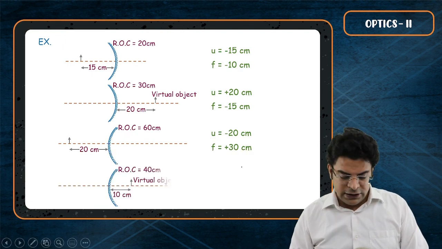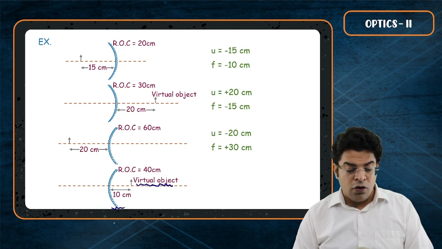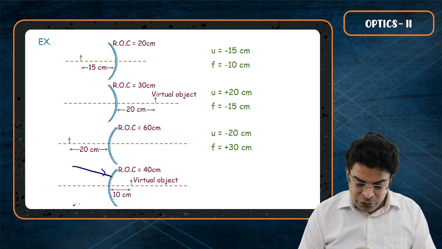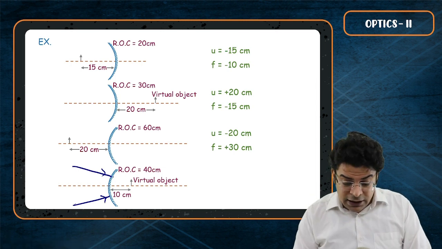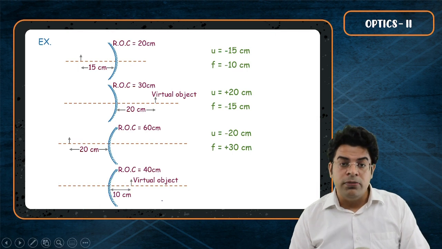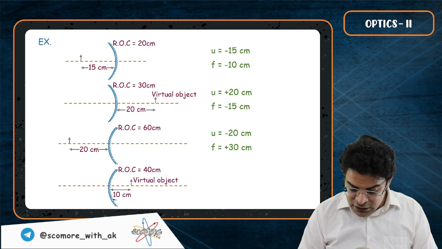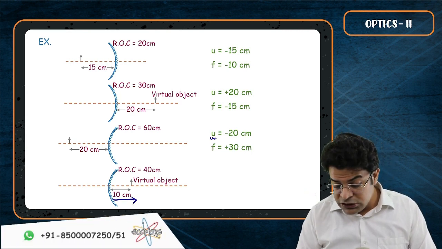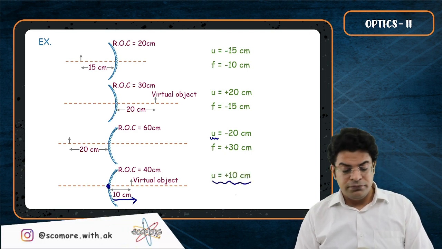Let's take one more example. Let's say they have given you a virtual object for a convex mirror. How do you get a virtual object? When you have a convergent beam hitting. So the incident rays are not at all intersecting, but their extension is. So you will say that the type of object I have is a virtual object. Now for this virtual object, you will have to move in the direction of the incident ray to reach the object. So you will say that the position of object with respect to pole is plus 10 centimeter.